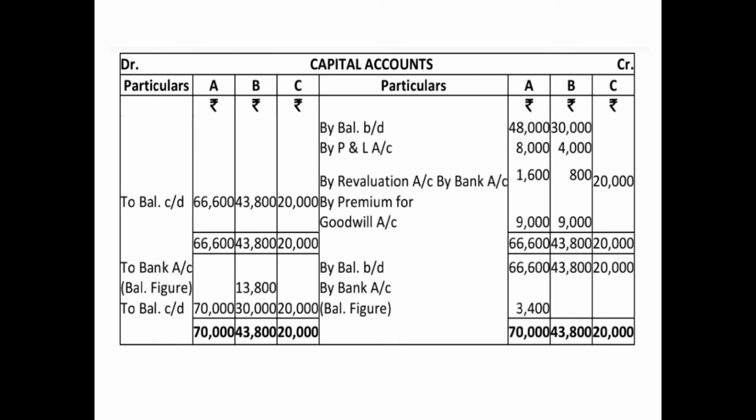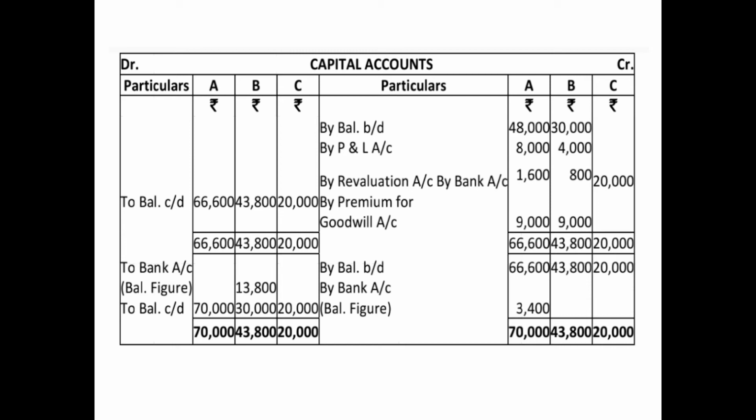Then C is bringing 20,000 as his capital, which is shown by bank account in C's column, that is 20,000. Then he is also bringing 18,000 for goodwill, which will be distributed among the sacrificing partners, increasing their capital.